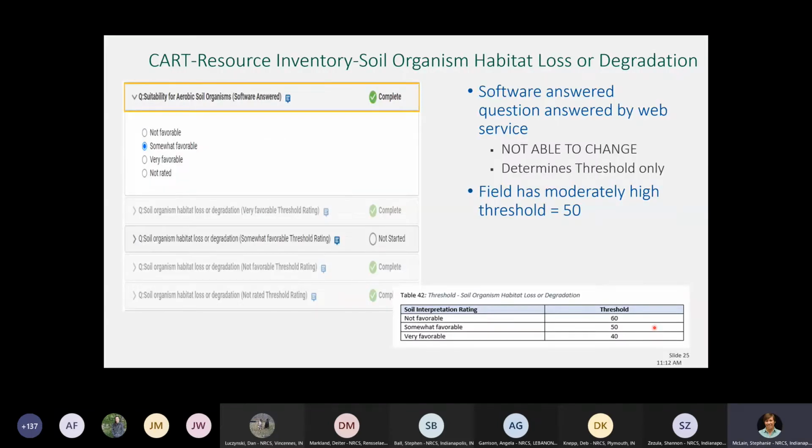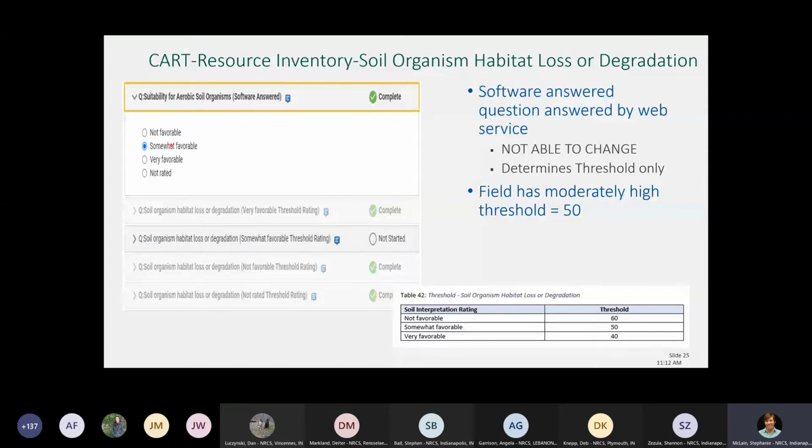Soil organism habitat loss or degradation. Again, there's that software answered process in the background based on the favorability of a soil for organism habitat, or I guess very favorable for habitat or not favorable for habitat. So those are the terms that they use.